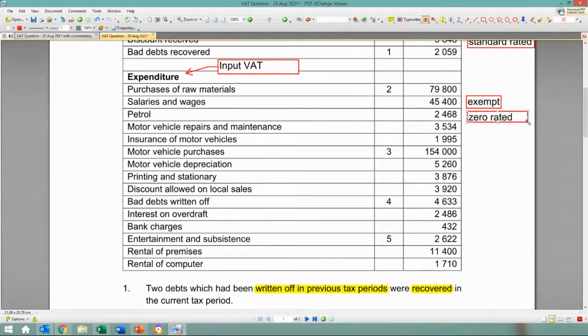Okay, motor vehicles, repairs and maintenance. What type of supply do you think that is? Estienne, that's correct. It is standard rated. Okay, insurance on motor vehicles. What do you think? What do you guys think? Insurance, what type of supply would that be?